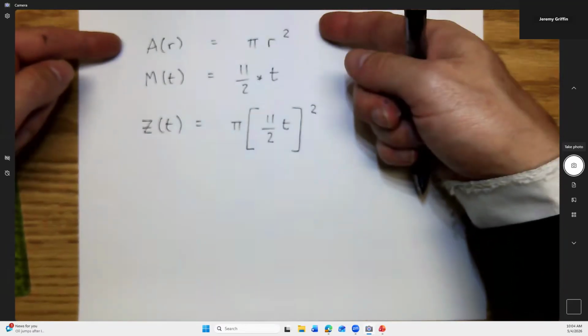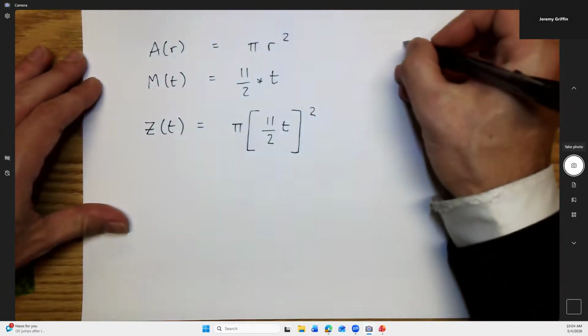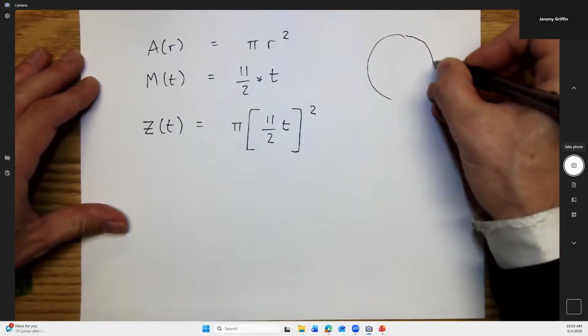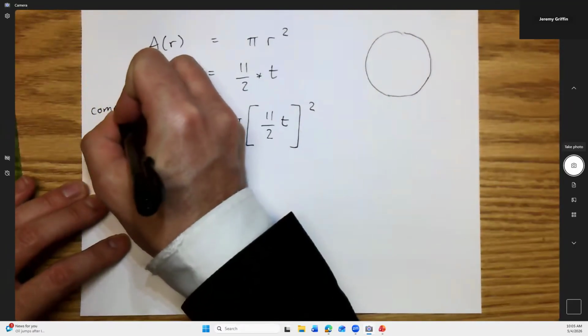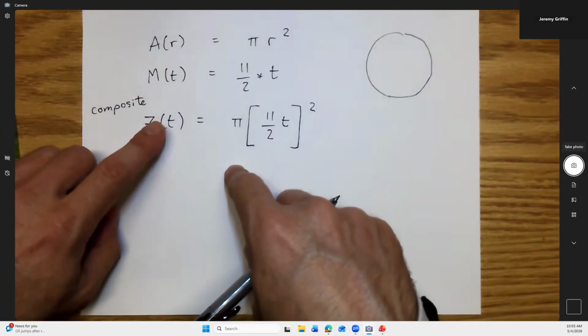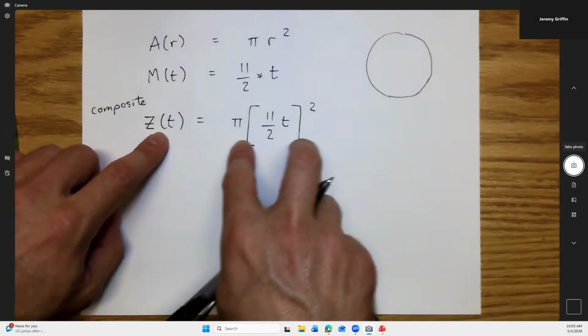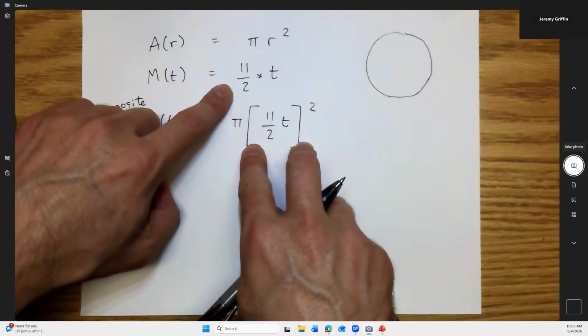So we're doing area as a function of radius. Here's radius as a function of time. So therefore, what's the area as a function of time? And you can get that by creating a composite formula here. Okay. So I got area is, well, I know it's pi r squared, but instead of r, I'm going to write 11 over 2t because that's what r is in terms of time.